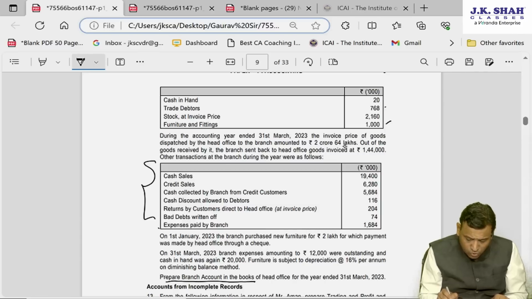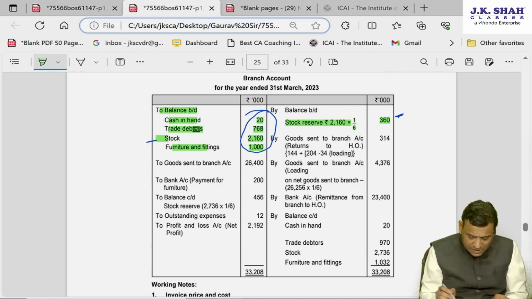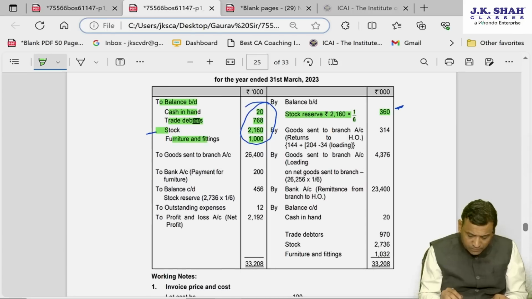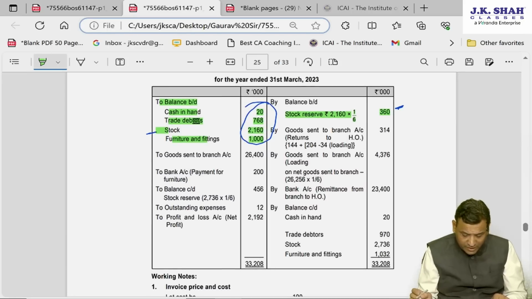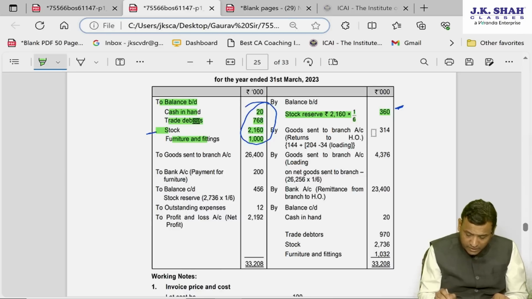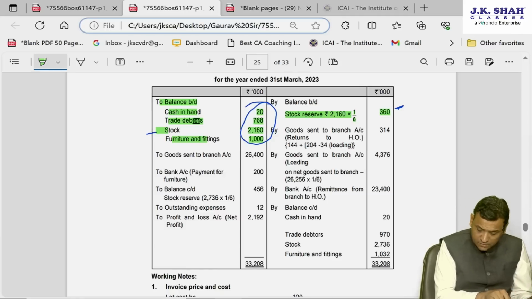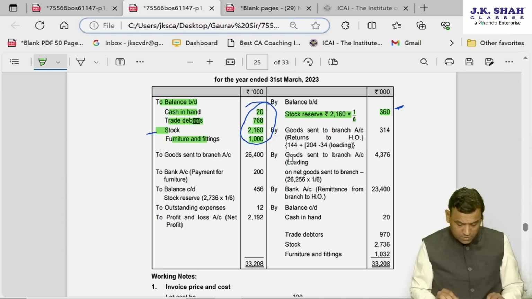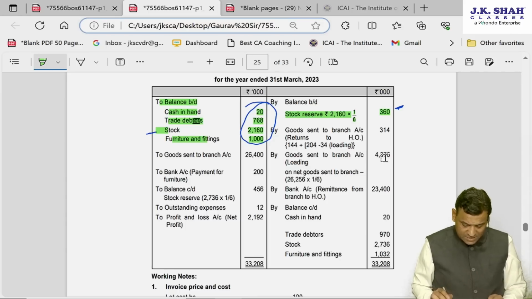We have sent them 2 crore 64 lakhs. So 26,400, nothing but rupees is in thousands. And on this, there will be a loading element. The goods returned by HO also have been considered, and the net amount has been considered here. Net goods sent to branch 26,256 into 1/6. 26,400. Okay. So goods sent to branch 4376. Loading element.